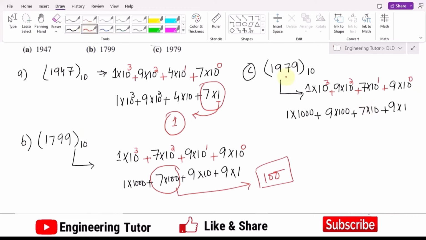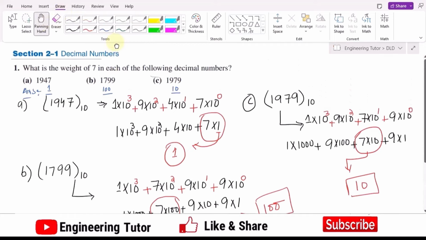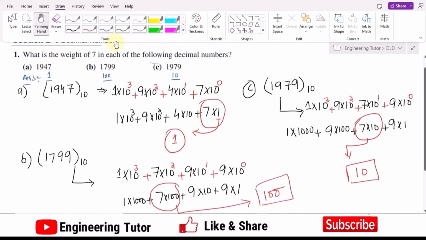Here we can see that this is the 7 and I have to find the weight of the 7. So the weight of 7 is 10 here. So, in each of our questions we have found that here the weight of this 7 is 1, here the weight of this 7 is 100, while here the weight of 7 is 10, and these are the answers. We have calculated it by using the method which I have explained in this video. So, thank you so much, and I will see you with some more questions like this one.